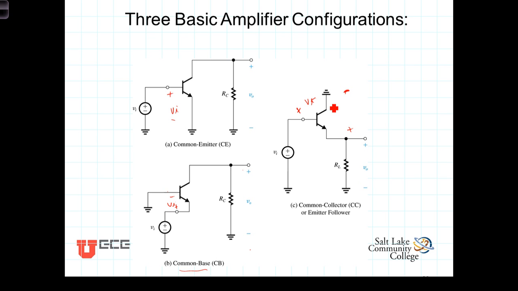Each of these three configurations is very much similar to those that we saw in the field effect transistors. The common emitter is similar to the common source amplifier. The common base is similar to the common gate amplifier that we saw in field effect transistors. And the common collector is similar to the common drain amplifier with field effect transistors.